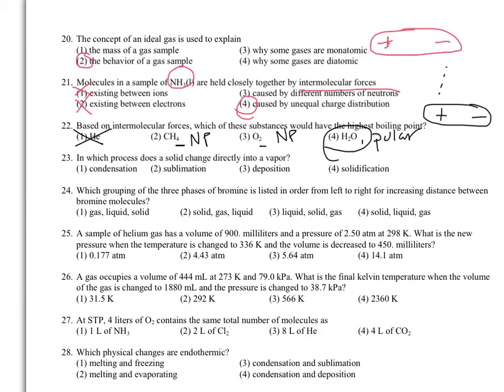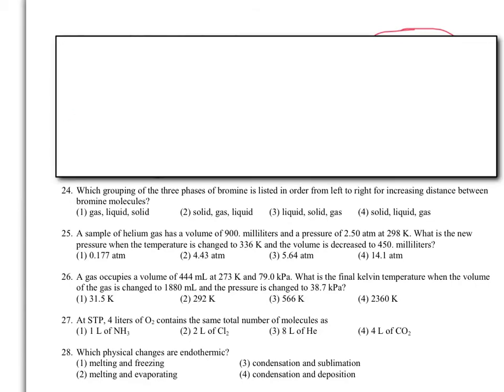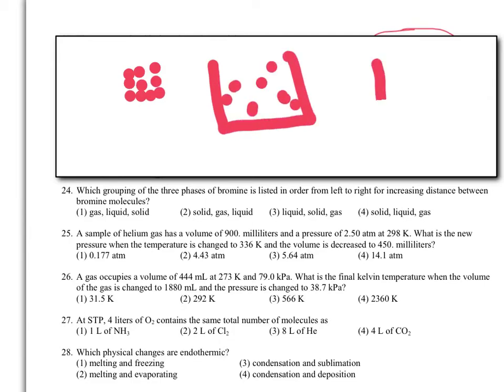Question number 23 is a simple definition, but an important one for you to know. Question number 24 asks you to describe particle diagrams of bromine. The substance's identity is not important here. What's important is the particle diagram. And you should know that as you move from a solid to a liquid to a gas, the distance between the particles increases.